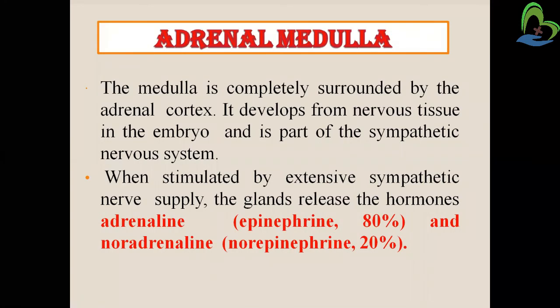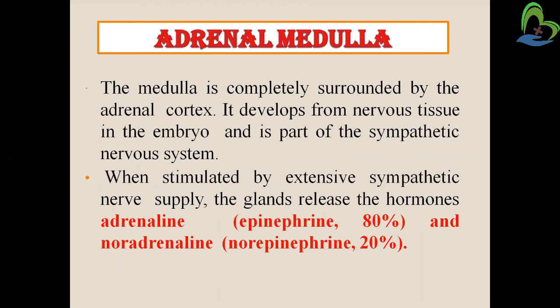The medulla is completely surrounded by the adrenal cortex. It develops from nervous tissue in the embryo and is part of the sympathetic nervous system. When stimulated by extensive sympathetic nerve supply, the gland releases the hormones adrenaline and noradrenaline. Adrenaline is known as epinephrine and noradrenaline is known as norepinephrine. About 80% is adrenaline and 20% is noradrenaline.